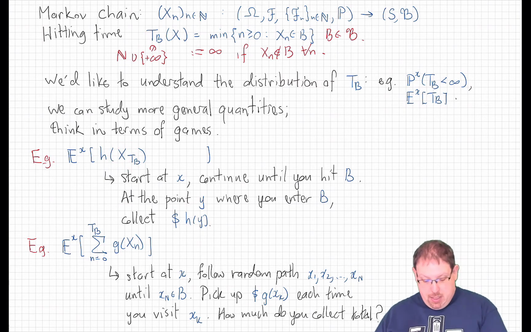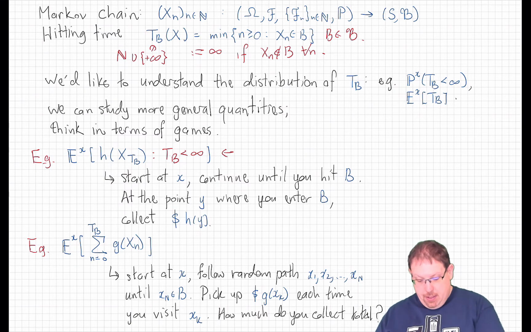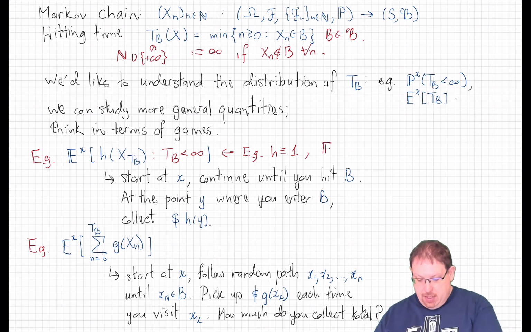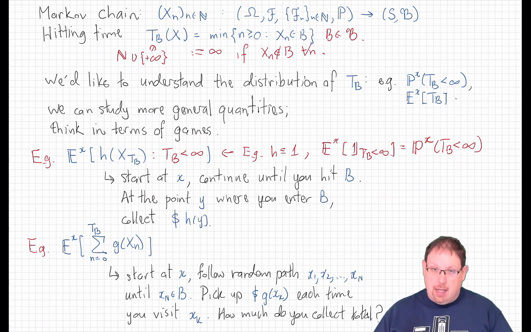So to be more precise, we're going to study the expected value of this on the event that TB is finite. And for example, if we take h to be the constant function 1, then that just gives us the expected value of the indicator of the set where TB is finite. In other words, included in this case is the probability that TB is finite, which is one of the quantities we'd always like to compute.